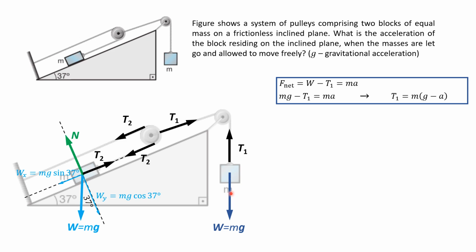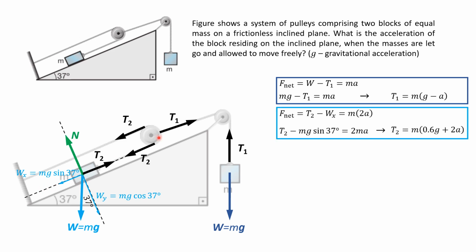Since this block is moving down, that means this block is going to be moving up. So tension 2 must be greater than the x component of the weight that's pulling the block down. So what is the net force then? Well, it's going to be tension force minus x component of the weight equals mass times the acceleration of the block. And note that the acceleration of this block is twice the acceleration of this first block.